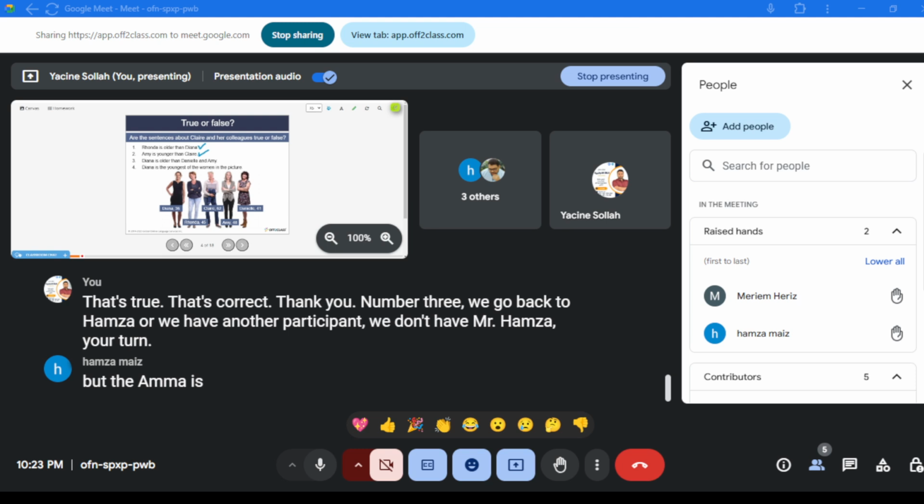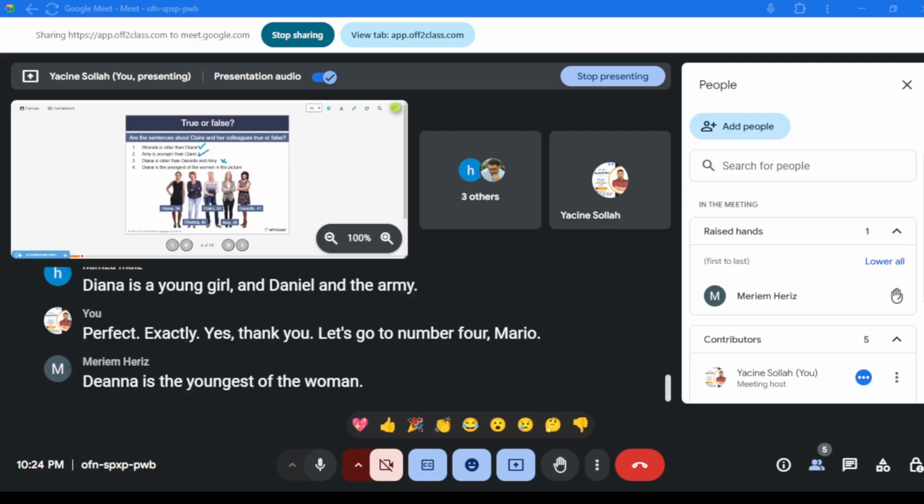Good. Can you give me one short sentence that is correct? Diana is younger than Daniel and Ami. Perfect. Exactly, yes. Thank you. Let's go to number 4, Maryam. Diana is the youngest of the women in the picture. Yes, true. The youngest. Thank you. We move on to the next slide.